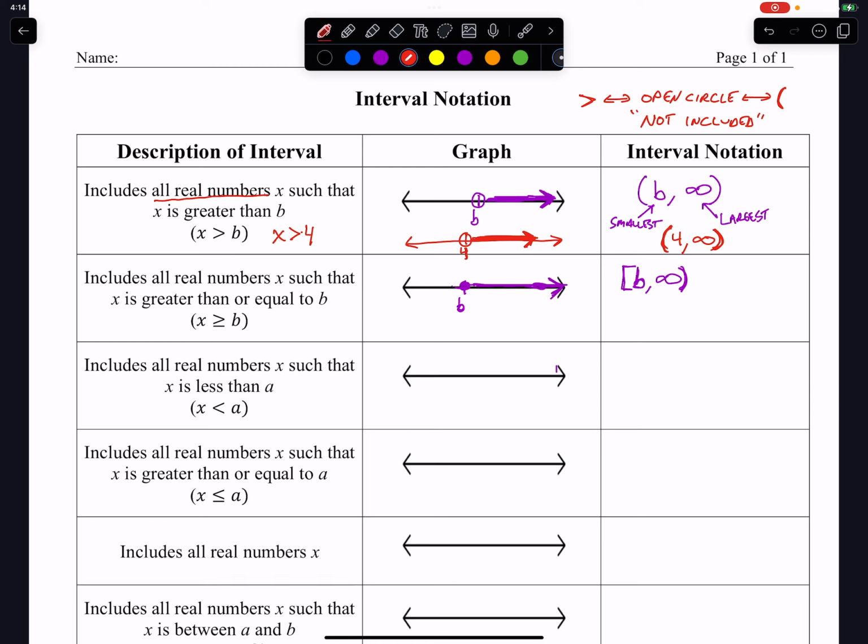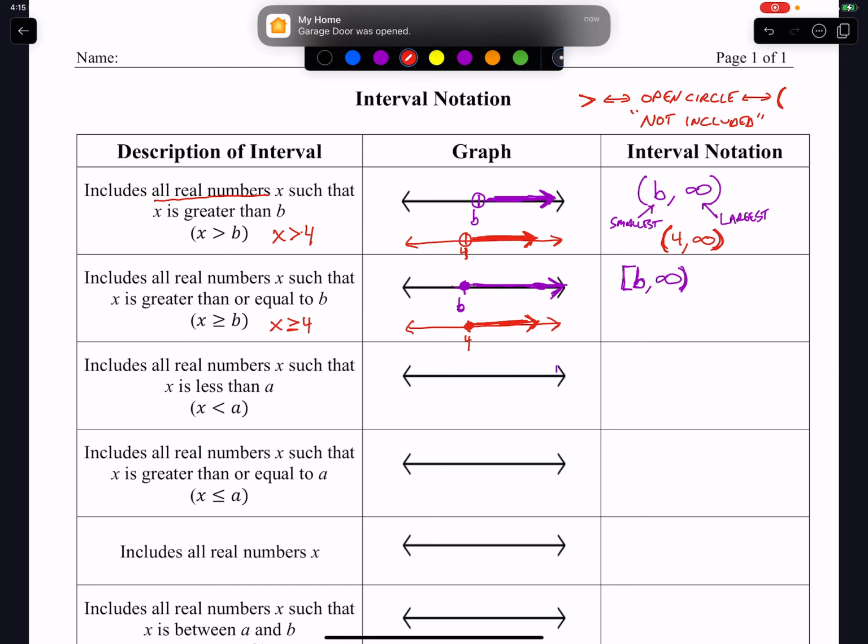So let's use a more concrete example here. Let's use that 4 again. If I wanted to say x is all numbers larger than or equal to 4, I could put 4 on my number line. This time I put a closed circle. That means 4 is included in that set. And I'm going to color all the numbers to the right and go on forever. Remember, these are numbers like 5 and 7.